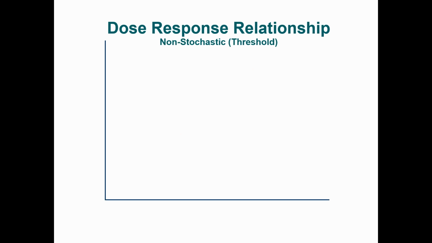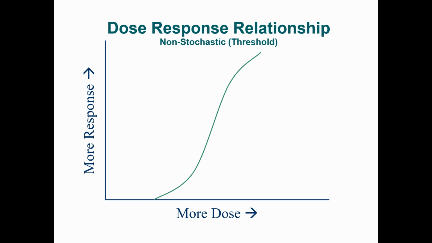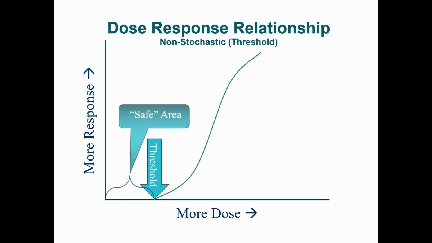Now let's take a look at non-stochastic radiation effects. For this graph, the x-axis will again represent increasing dose. A difference is that the y-axis now represents the severity of the effect. When we draw the curve, one thing pops out immediately. The curve does not intersect the y-axis at 0. If the exposure stays under the threshold dose, the effect will not happen. There is a dose where there is no effect, and this zone is considered to be safe.